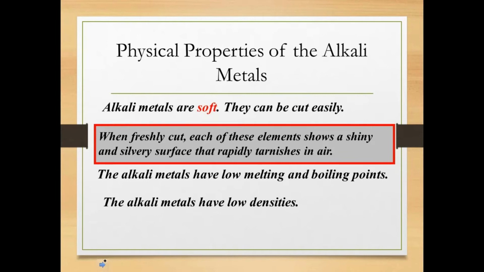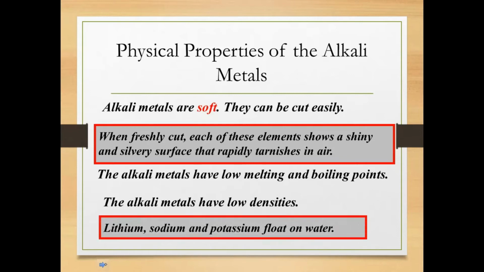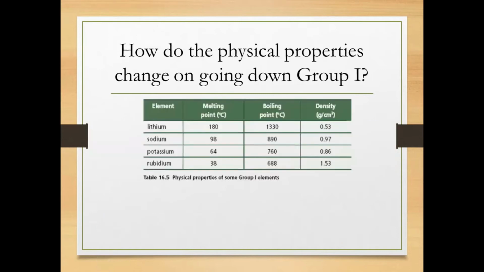So the physical properties of alkali metals are: they are soft, they can easily be cut by a knife, they have a low melting point, a low boiling point, and low densities. Lithium, sodium, and potassium float on water because they have low densities.